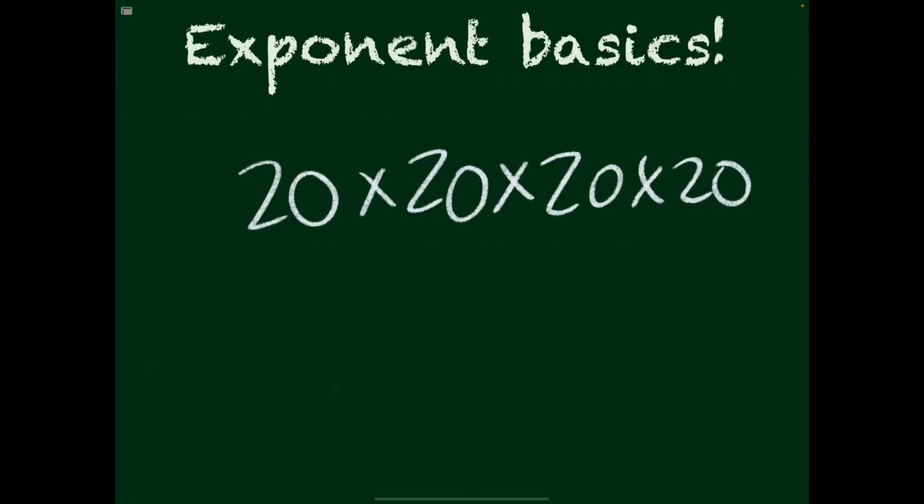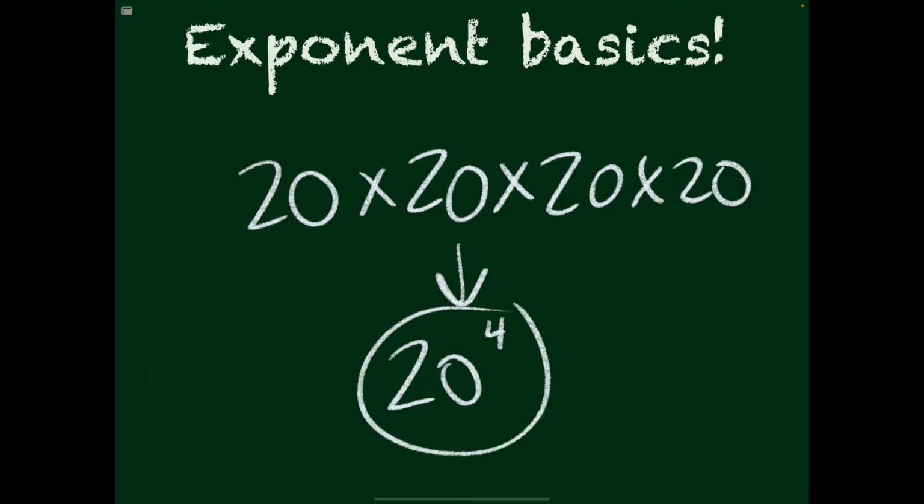If we had 20 times 20 times 20 times 20, we could also write that as an exponent. So 20 is getting repeatedly multiplied 1, 2, 3, 4 times. So this is the same as 20 to the 4th power, we could say. So this is a much shorter and easier way to write it. This is exponential notation.